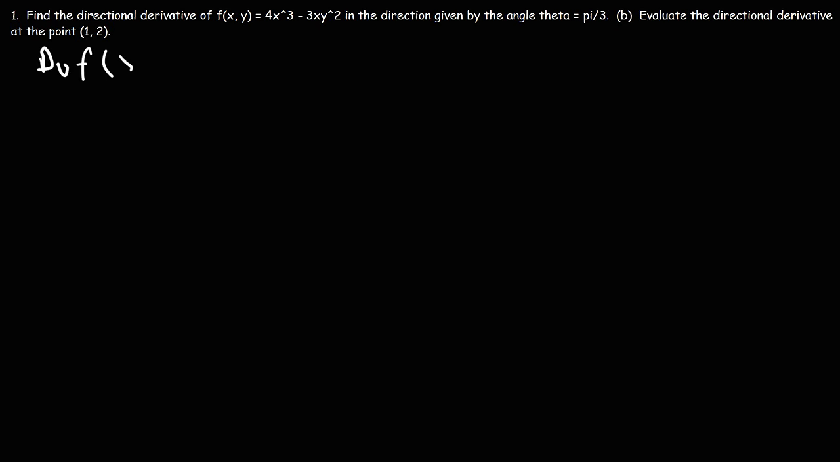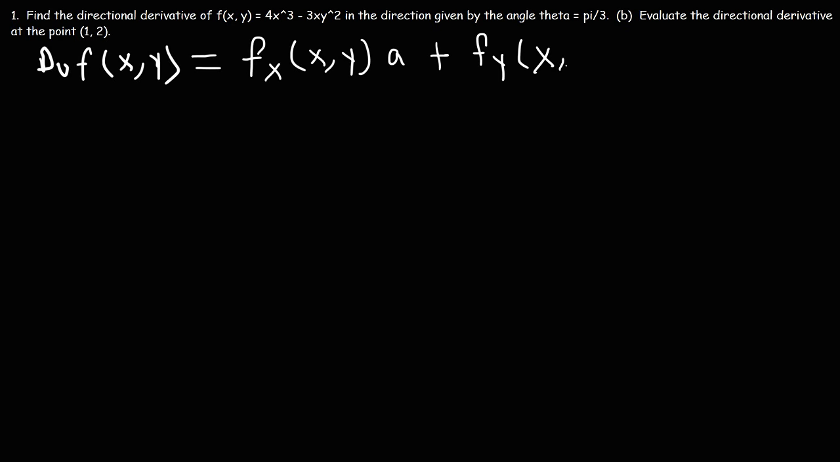The directional derivative of f is the partial derivative of f with respect to x times a, plus the partial derivative of f with respect to y times b. And a and b come from the unit vector.